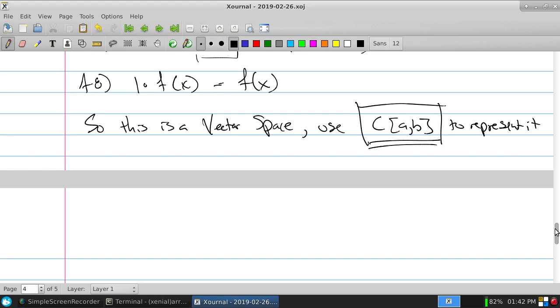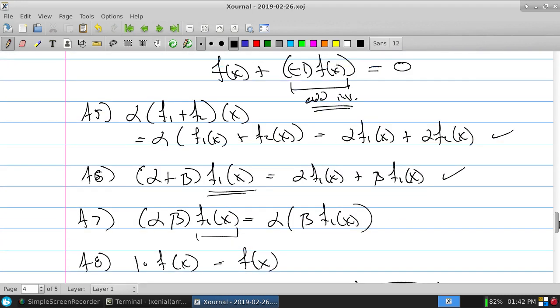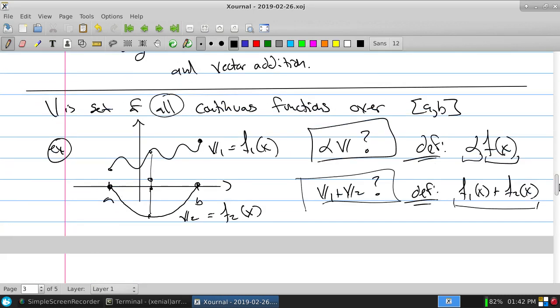Other spaces that you can play around with. All right, what is this? This space was, imagine between A and B every possible continuous function at all, and imagine how continuous functions interact to make new continuous functions.